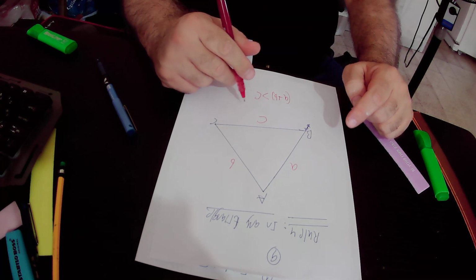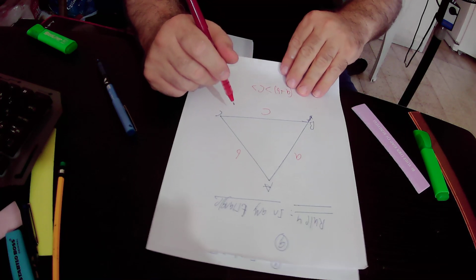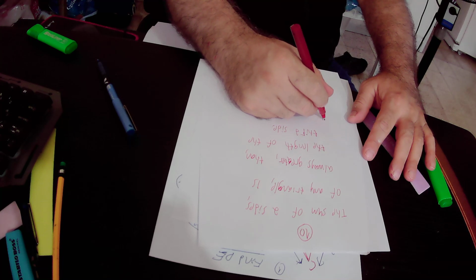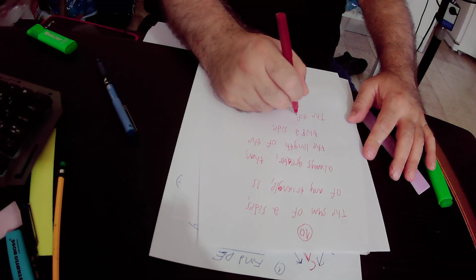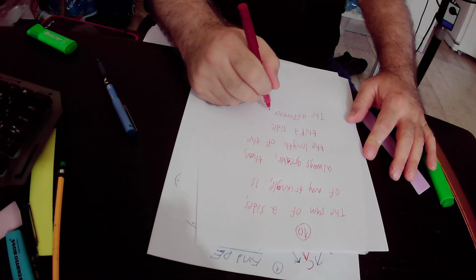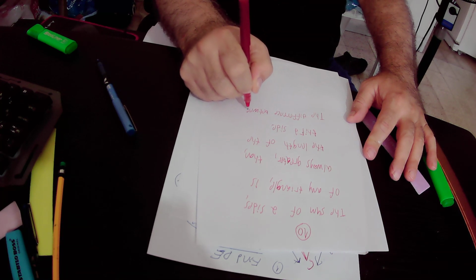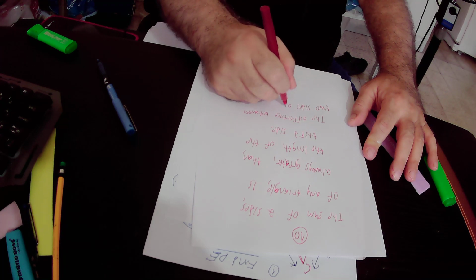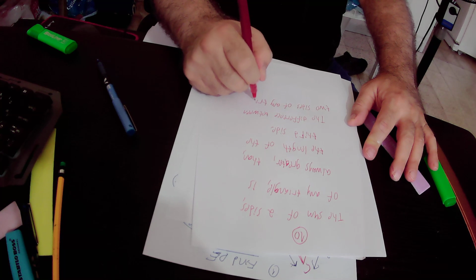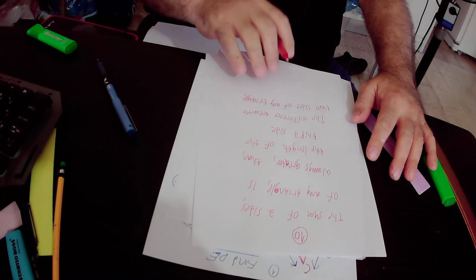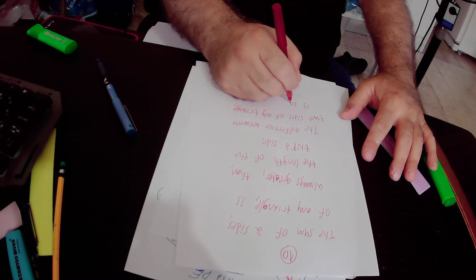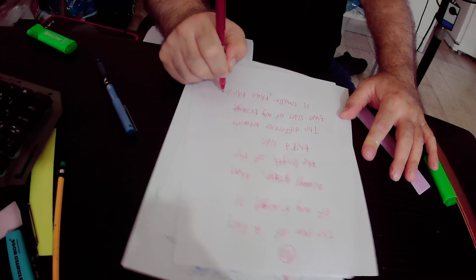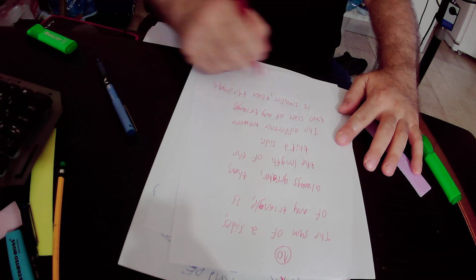But from the other side, the second part of rule number 4 states that the difference between two sides of any triangle is smaller than the length of the third side.